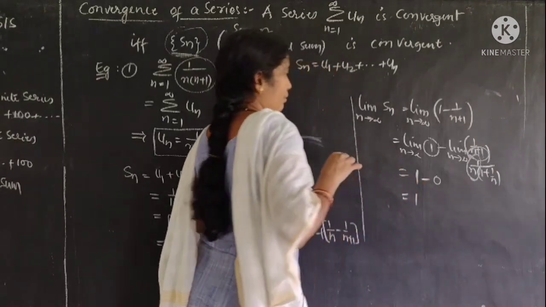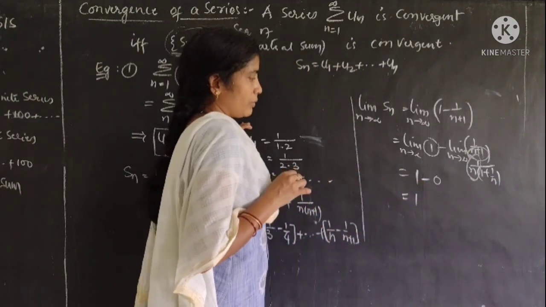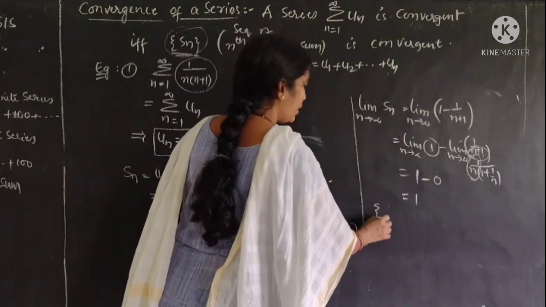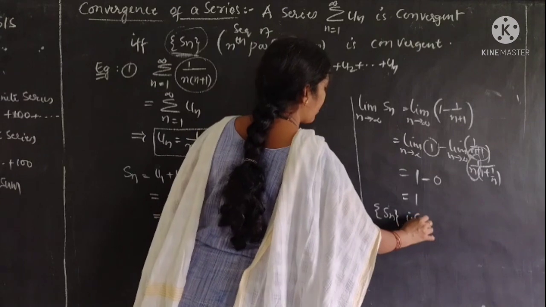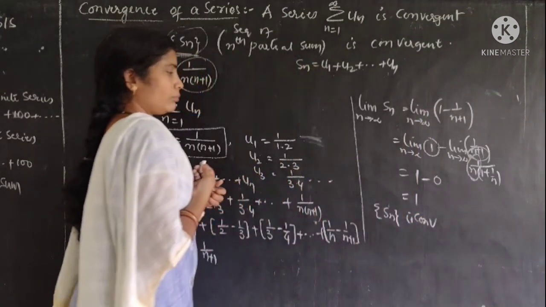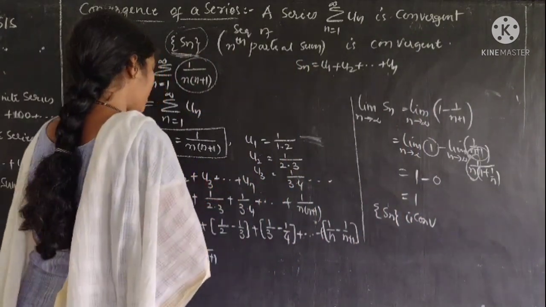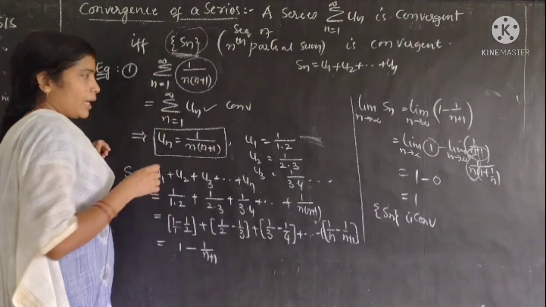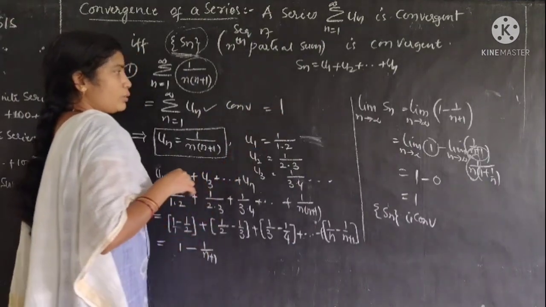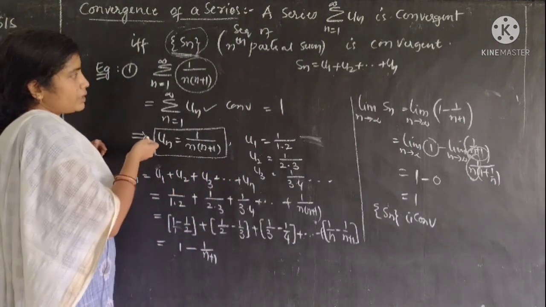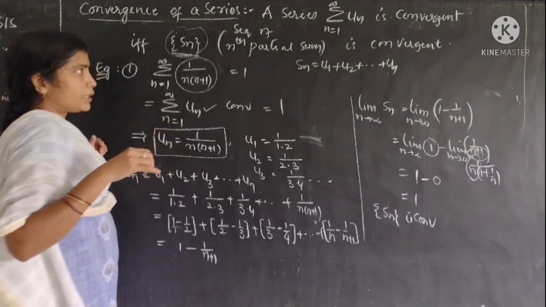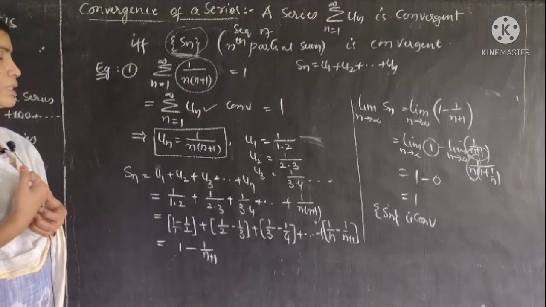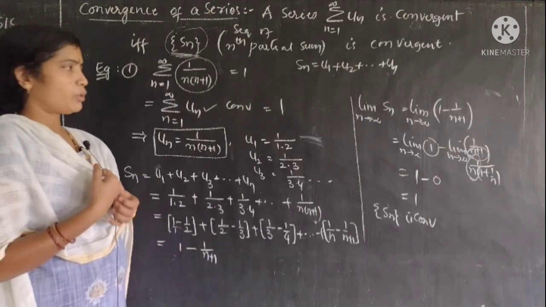So the value of limit is 1, which is a finite quantity, exist. So we can say that sequence Sn is convergent. Whenever sequence is convergent, then we can say that series is convergent. And the summation value is equal to 1. అంటే ఈ సిరీస్ యొక్క సమ్ వాల్యూ ఎంత అవుతుందండి? 1 అవుతుంది. ఈ విధంగా మనము సిరీస్ యొక్క కన్వర్జెన్స్ని చెప్పుకోవచ్చు.